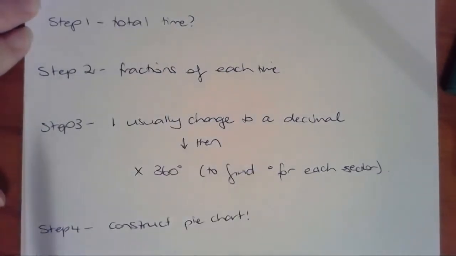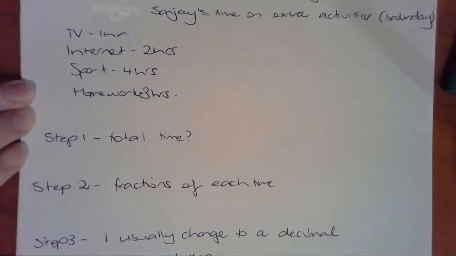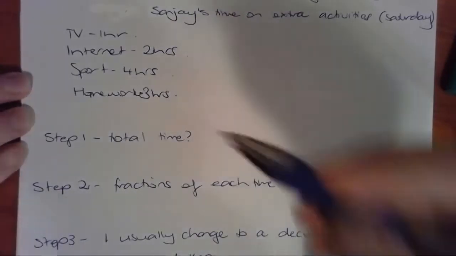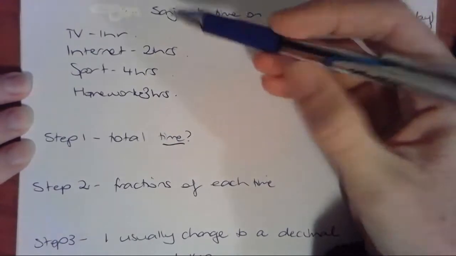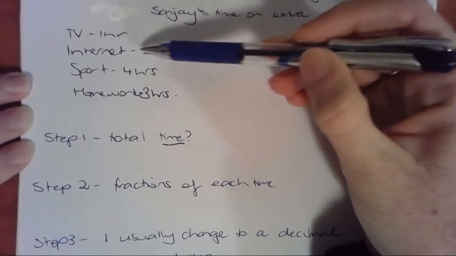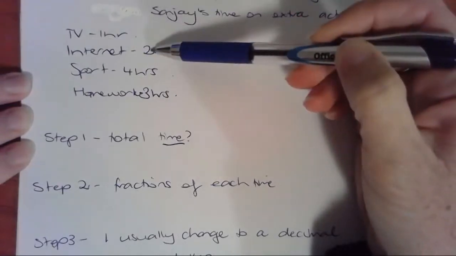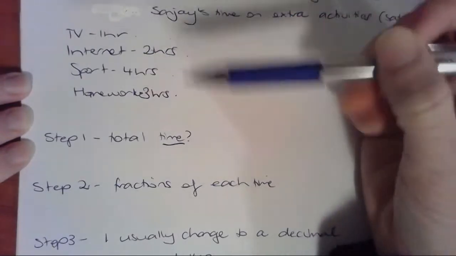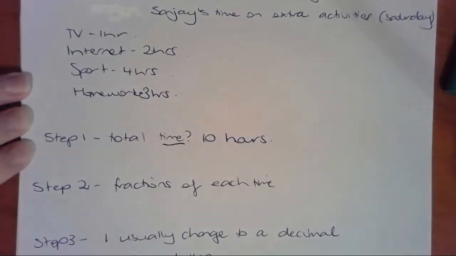Now what we've measured here is time. So whenever you do a pie chart, it might be something other than time, but ours is time today, so that's what I've written, total time. So I'm going to add up all of the things that he did, and that will give me my total. So 1 plus 2 is 3, plus 4 is 7, plus 3 is 10. So I'm going to write 10 hours next to that.